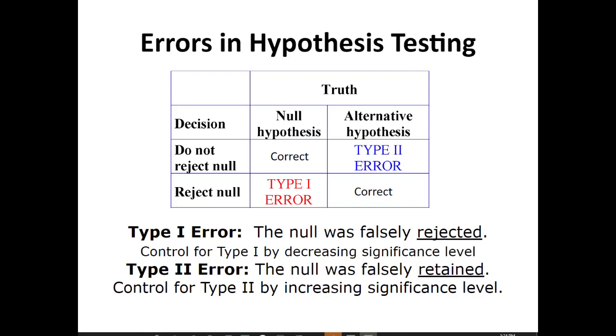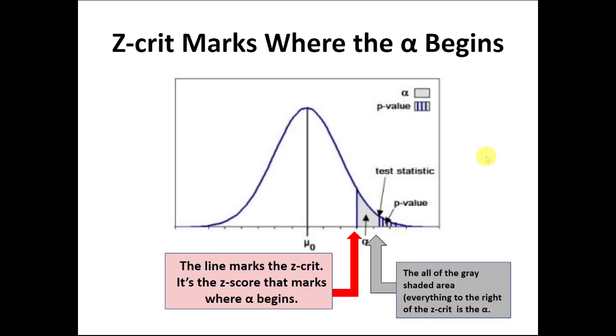The only way you can really control for both is by increasing sample size. That's really the only way to mitigate committing either type of error. So let's look at this in a little bit more detail before we go into our examples.